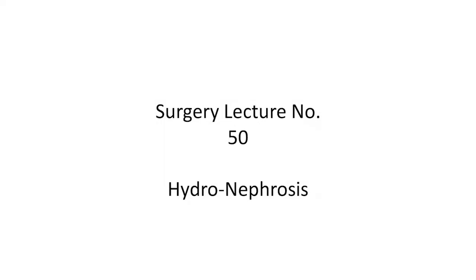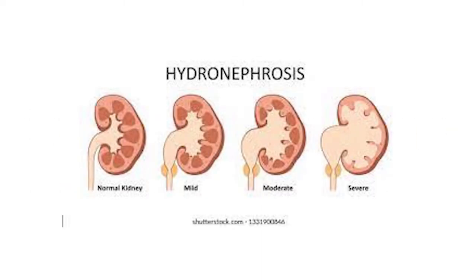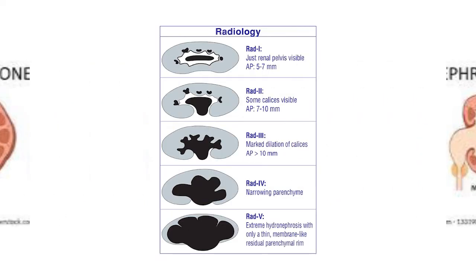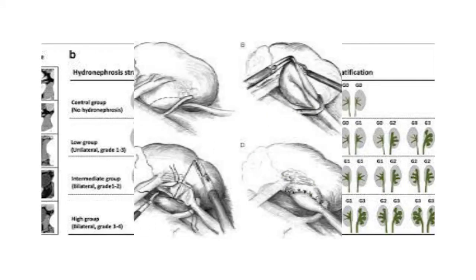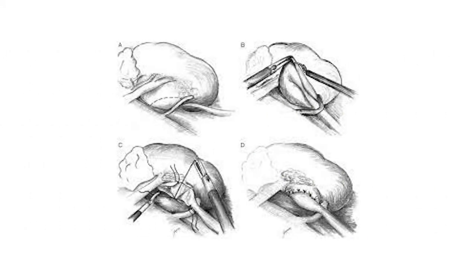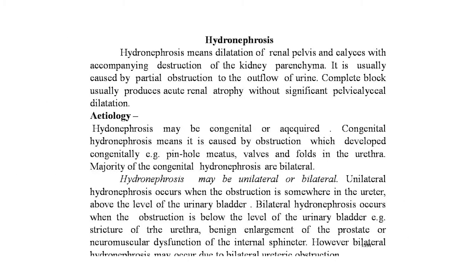Welcome dear students in my surgery lecture number 50, that is the hydronephrosis. In this lecture we will cover the hydronephrosis of the kidney, causes of the secondary hydronephrosis, unilateral and bilateral hydronephrosis, stages of the hydronephrosis, types of the hydronephrosis and types of the operations like Anderson-Hynes pyeloplasty. All points we will cover in this lecture. Now first start with the hydronephrosis.